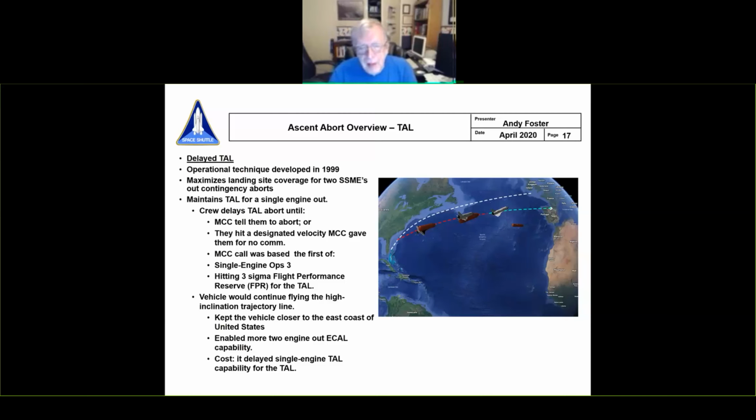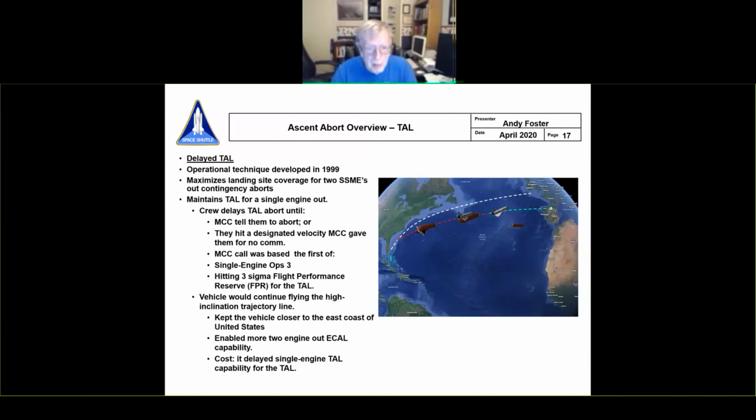So John wanted to find out if there was a way where you could still do a TAL and still maintain 2 engine out contingency coverage as long as possible. The solution was actually very simple: it was simply not to abort TAL, even though the engine went out and even though you knew you were going to do it, you just sat on it for a while and didn't do anything. When you actually decided to abort TAL was a little bit complicated. The ground had to help you with it. The ground would have their tools running, and they would tell you when they wanted you to abort. What they were protecting was that single engine ops 3 call.